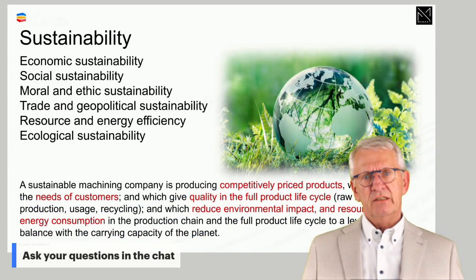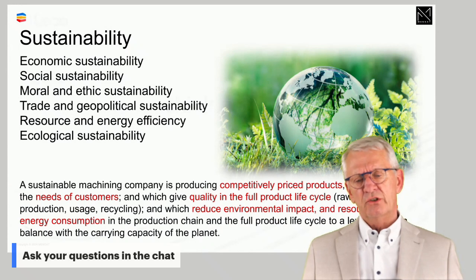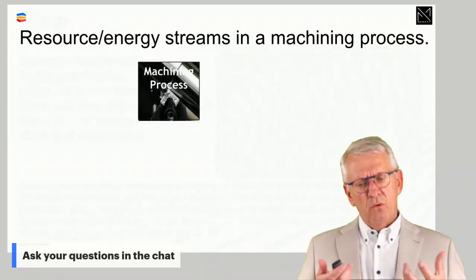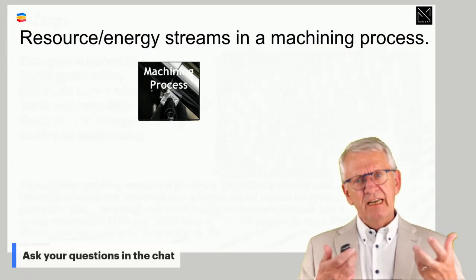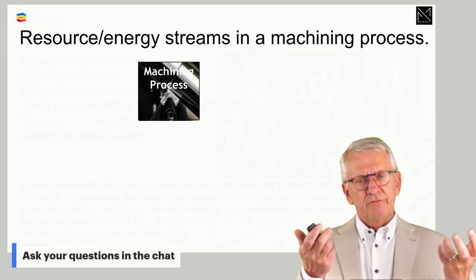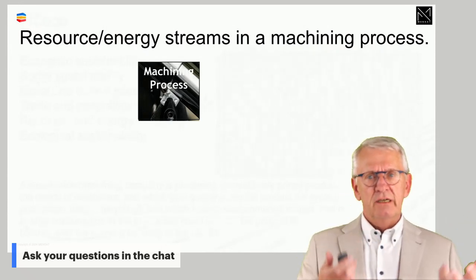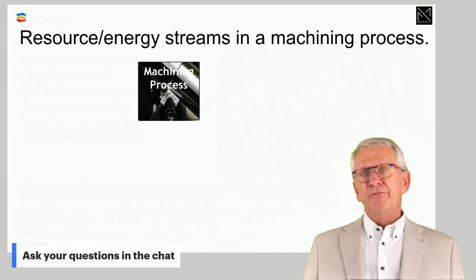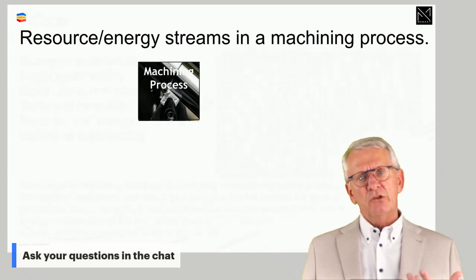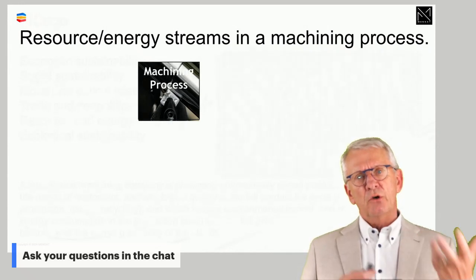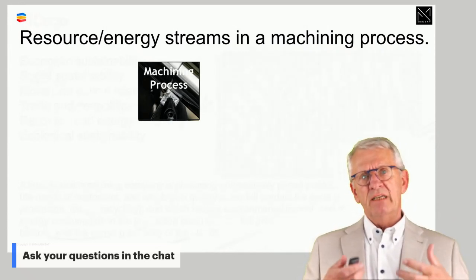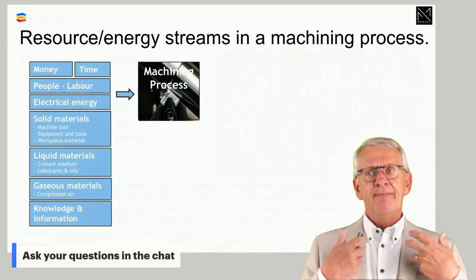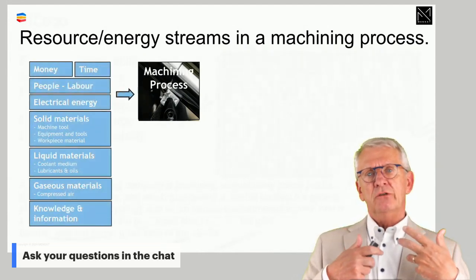I mentioned sustainability here. That's not the subject of today. I just want to make you aware of how sometimes strange measurements at first sight lead to really unexpected but positive results. If you look at a machining process, one could say it is a transformation process. And you have resources and you have energy and so on. And in a machining process, there are a lot of things you put in.